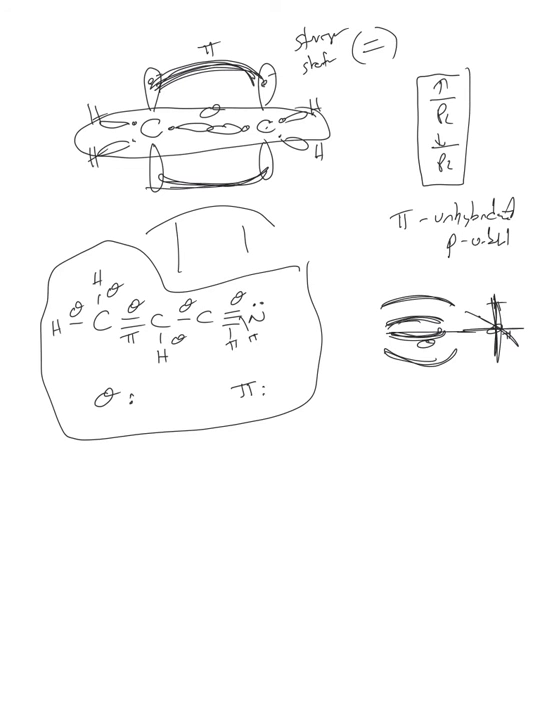So if we count them all up, we have 1, 2, 3, 4, 5, 6. There's 6 sigma bonds, and there are 3 pi bonds. A total of 9 bonds. 1, 2, 3, 4, 5, 6, 7, 8, 9. There are 9 bonds, which correctly adds up. 6 of them are sigma, and 3 of them are pi. That might be all you need to do. So that's how you calculate the number of sigma and pi bonds.